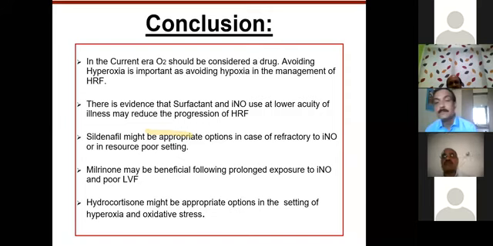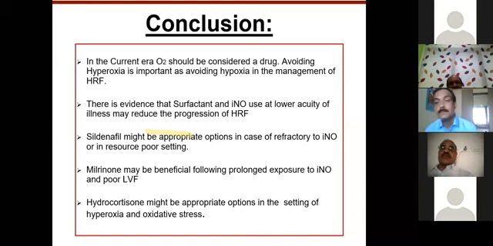So if it is RDS, sure, you can think of giving surfactant. Try to use it very early. We have seen that if you use surfactant early, when the oxygenation index is less than 15, it does improve the pulmonary vascular resistance.